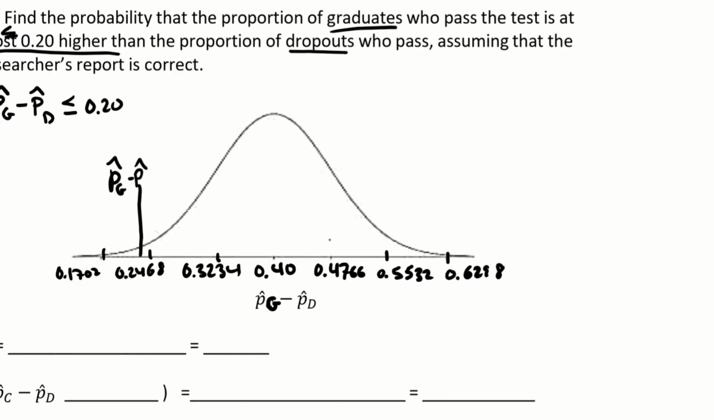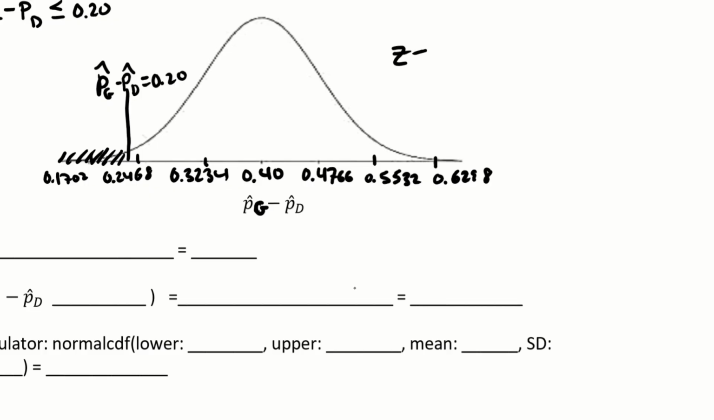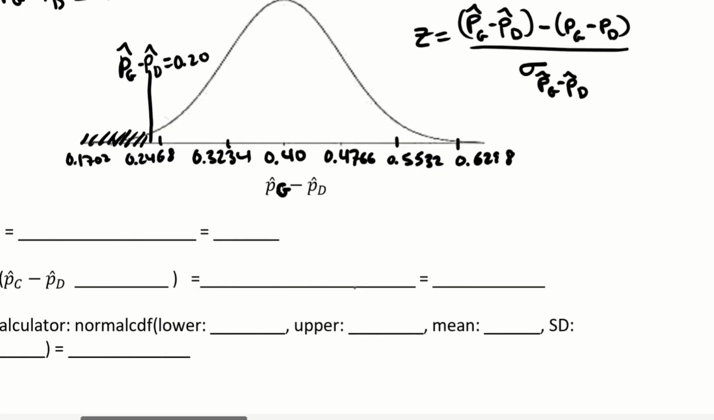All right, so let's calculate the z. Remember that the z in this case is going to be p hat g minus p hat d, minus pg minus pd, over sigma of p hat g minus p hat d. We're going to use that formula. So z is 0.20 minus the mean, 0.40, over the standard deviation, 0.0766, right? And so that's about negative 2.61.